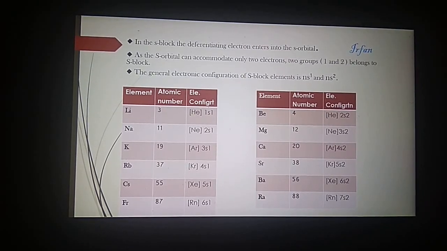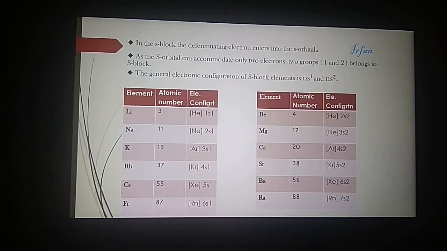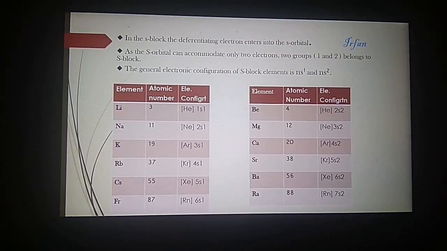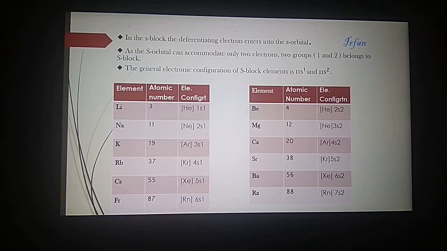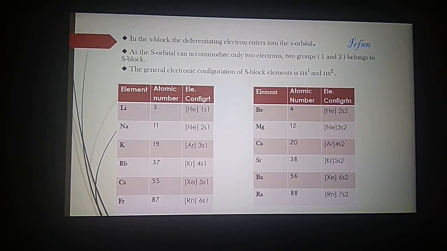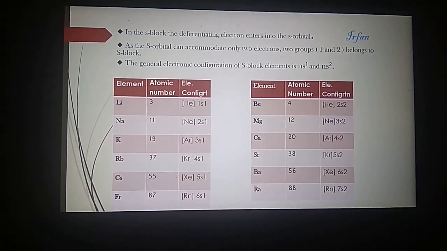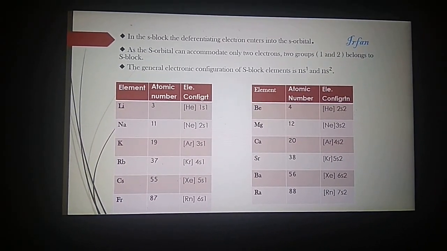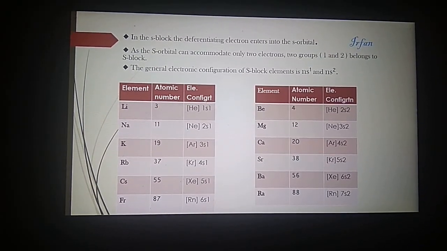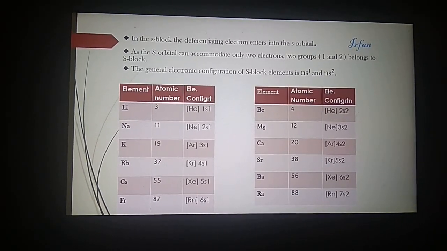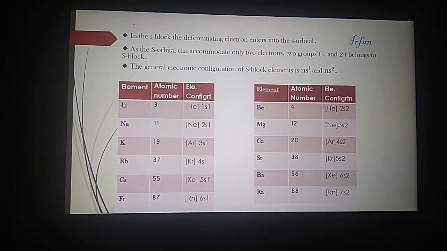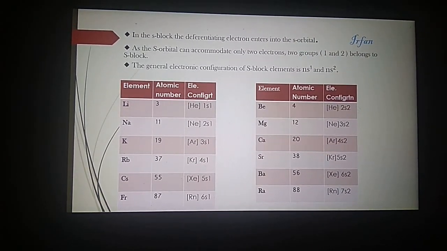See, in the S block, the differentiating electron enters into the S orbital. We know that there are 4 types of orbitals: S orbital, P orbital, D orbital and F orbital. So in the S block elements, the differentiating electron, that is the last electron, enters into S orbital. That's why these 2 groups, group 1 and group 2 elements, are called S block elements.